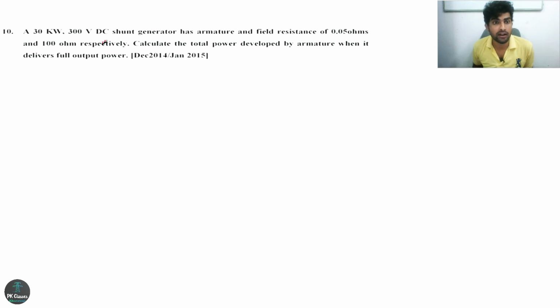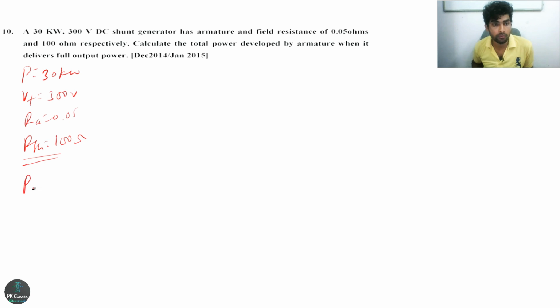Next problem: a 30 kilowatt, 300 volt DC shunt generator has armature and field resistances of 0.05 ohm and 100 ohm respectively. So output power is given as 30 kilowatts, and the terminal output voltage is 300 volts. The generator has RA as 0.05 and RSH as 100 ohm. Calculate the power developed in the armature.